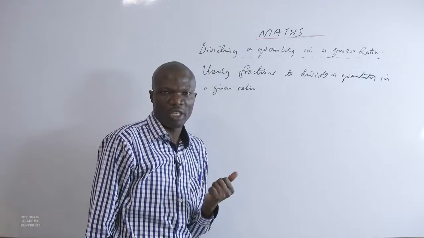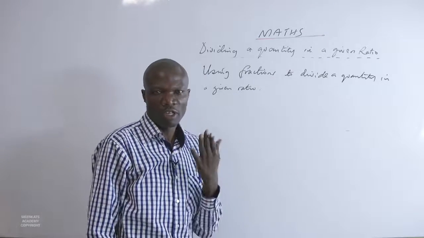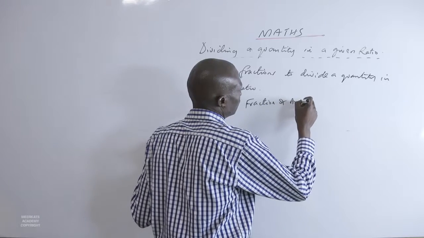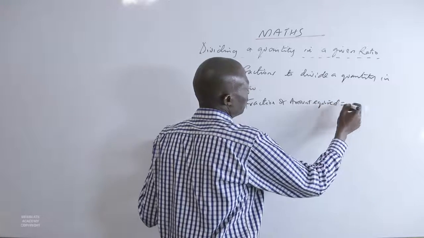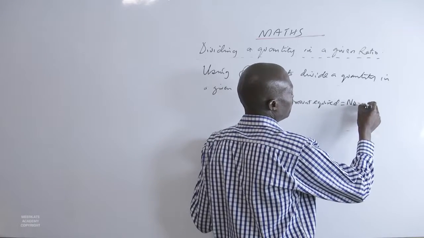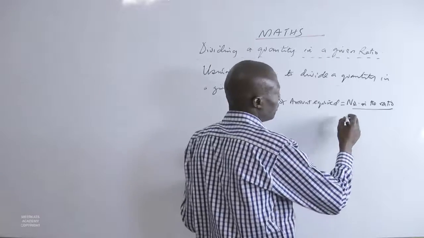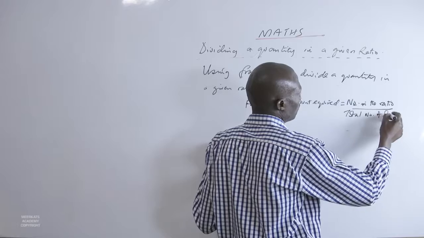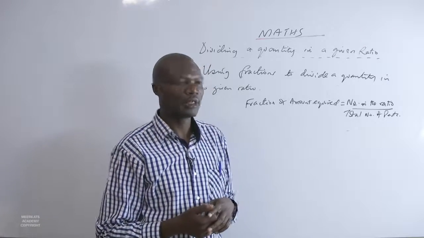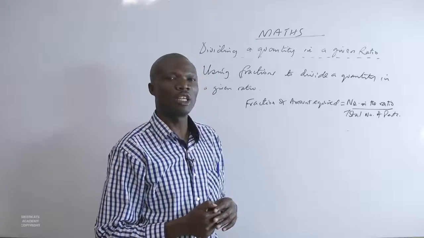Now, what is important here is to know the fraction of the amount required. And this is given by the number in the ratio over the total number of parts. For us to find the amount required, we shall look at the number in the ratio over the total number of parts.